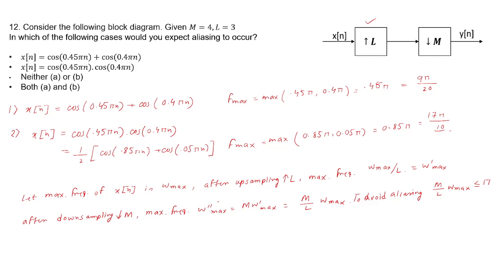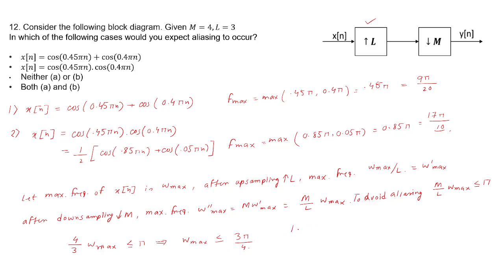The point has been stressed in lectures repeatedly, and I have also mentioned in context of previous problems, that to avoid aliasing, your maximum frequency cannot be more than pi. This is a fundamental constraint. So we put the value of M and L. M is equal to 4, L is equal to 3. So it's like 4 by 3 omega max less than pi, which in terms of the maximum frequency component of the original sequence xn turns out to be that it should be less than 3 pi by 4.